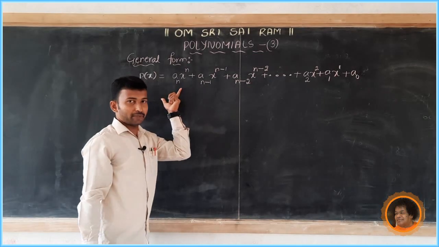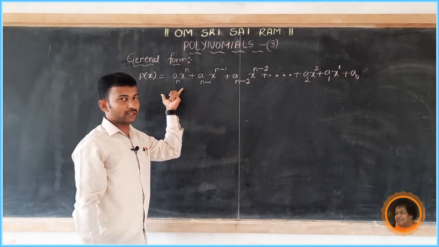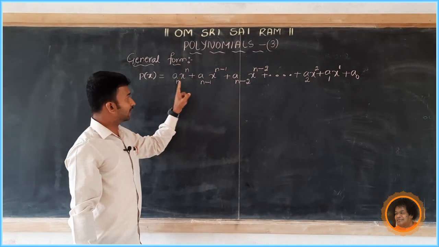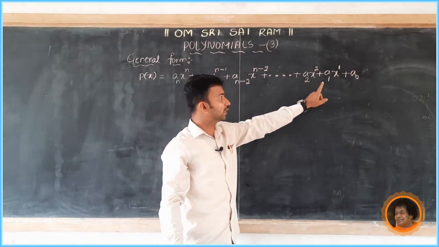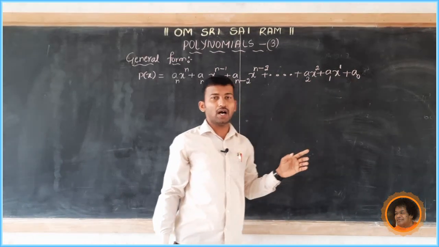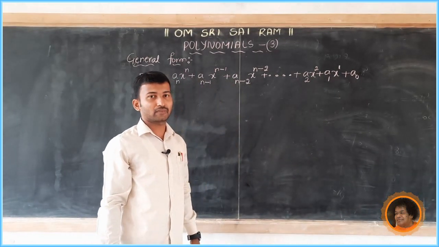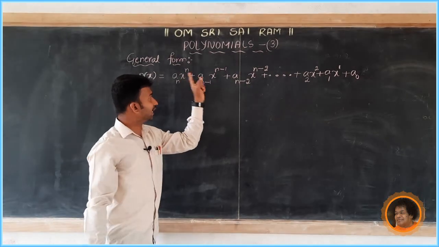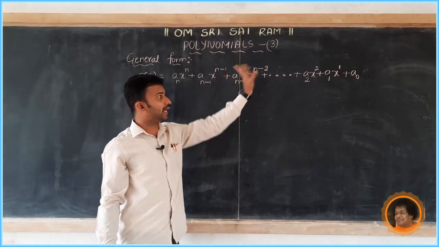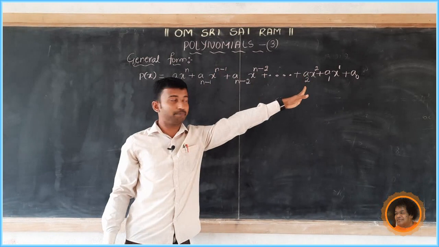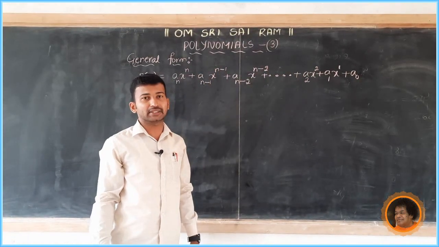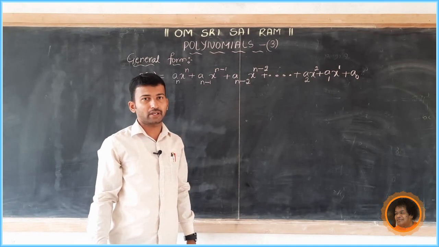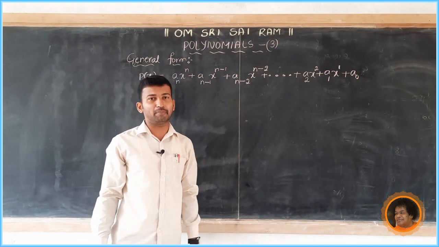In this polynomial, or the general form of the polynomial, an minus 1, an minus 2, a2, a1, a0 are constants. X power n minus 1, x power n minus 2, and so on, x square, x power 1 are the variables in the polynomial, and that is one variable x.